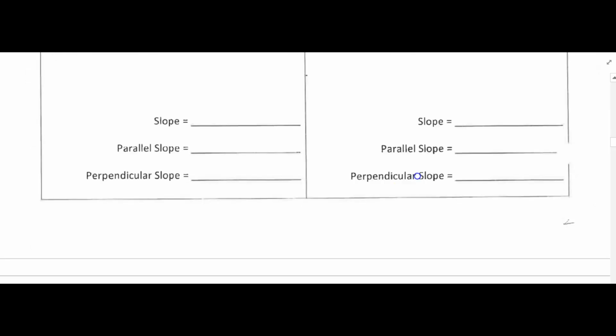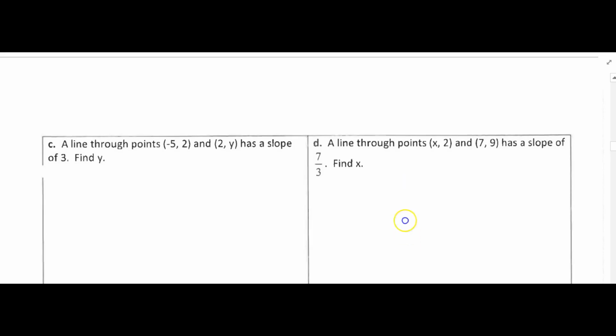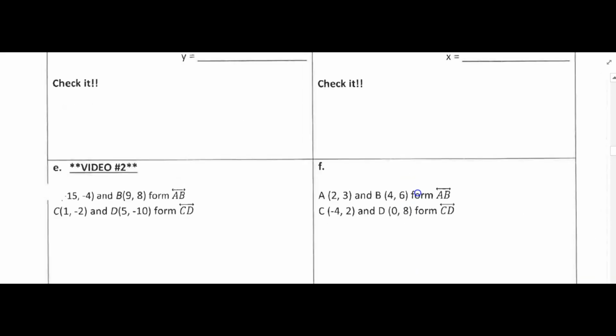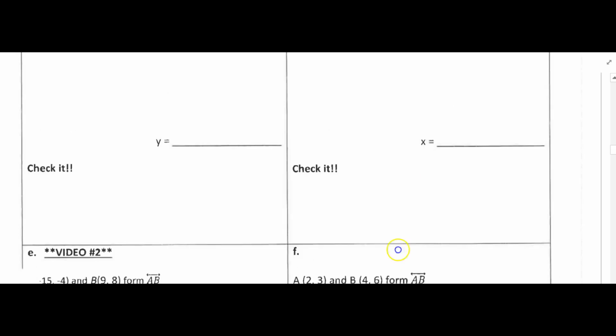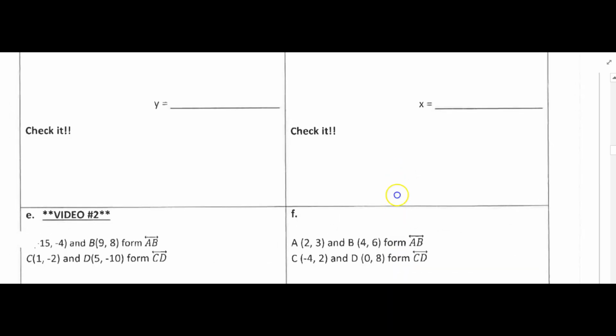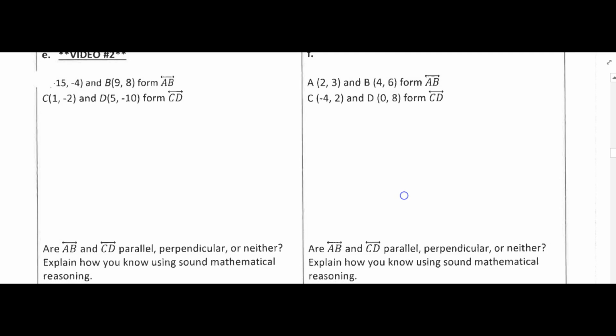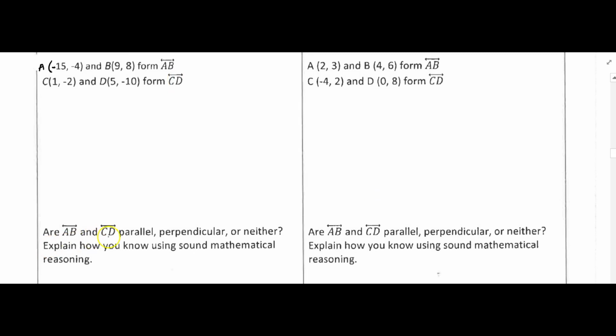to example E. So for example E, we've got 2 points here. This is A, and it's negative 15, negative 4, and then we have B is 9, 8, and the line through these 2 points we'll call line AB, and then we have points C and D, which form line CD. And we want to determine, are AB and CD parallel, perpendicular, or neither? Explain how you know using sound mathematical reasoning.